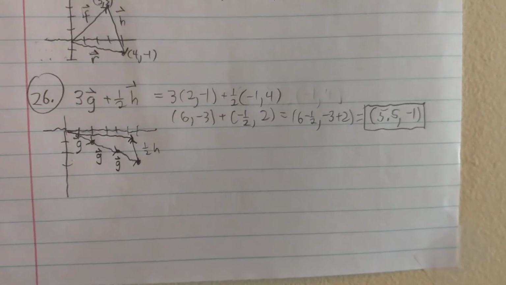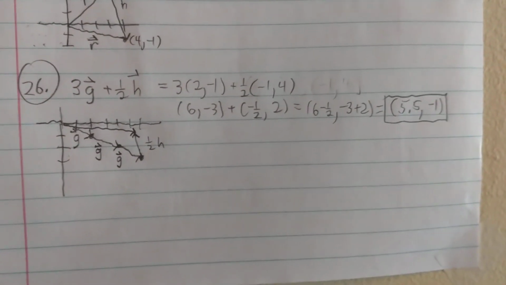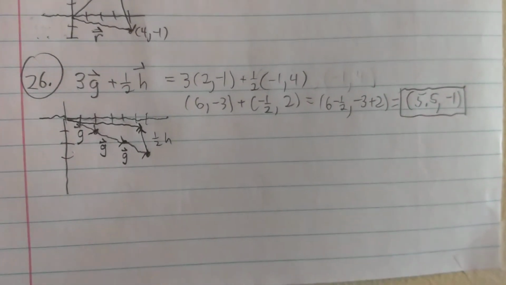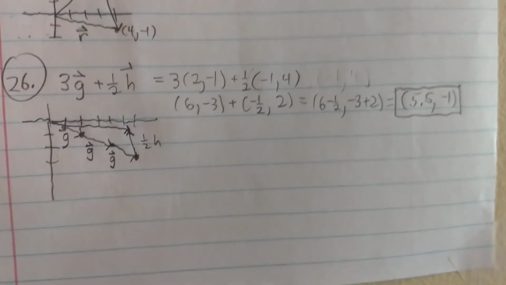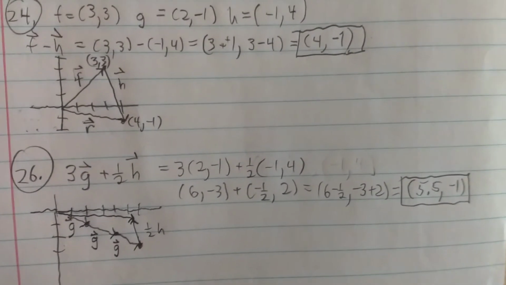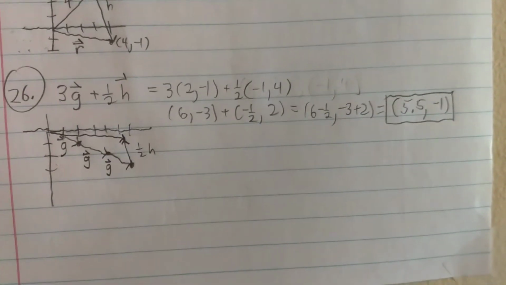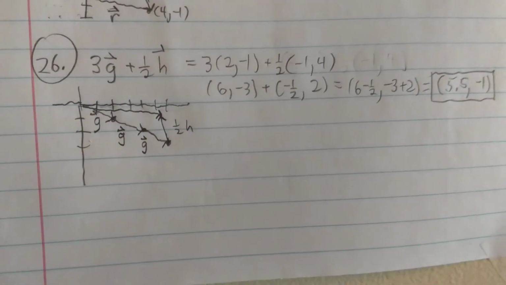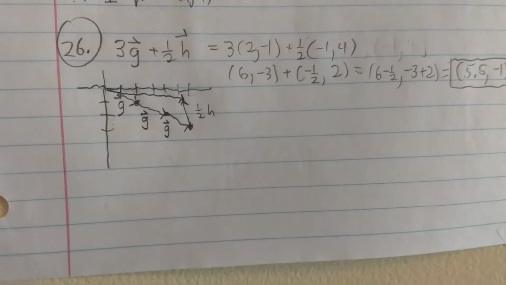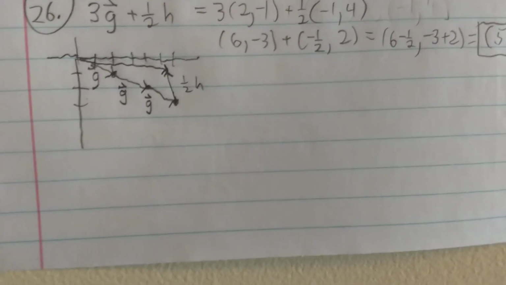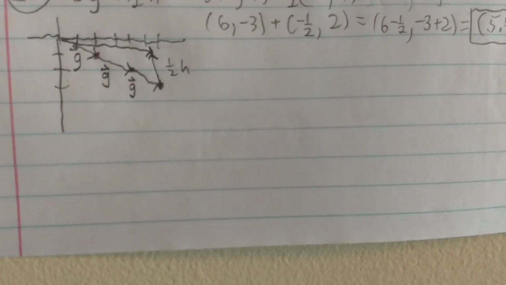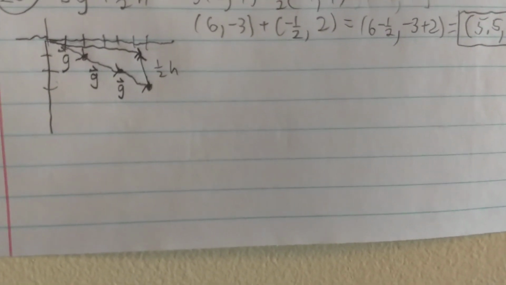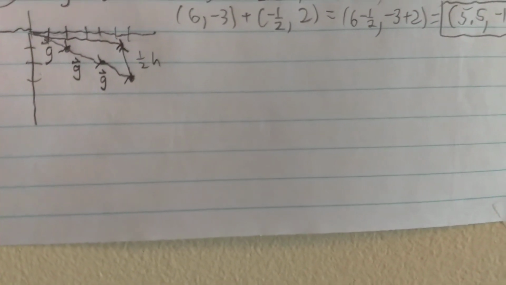Now on 26, we're asked to draw out what 3g plus 1/2 h is when g is 2, negative 1, and h is negative 1, 4, the same as above vectors. So here, if you see in the drawing, we go 1g, which is 2, negative 1, another g, the second g, brings us to 4, negative 2, and the third g brings us to 6, negative 3.